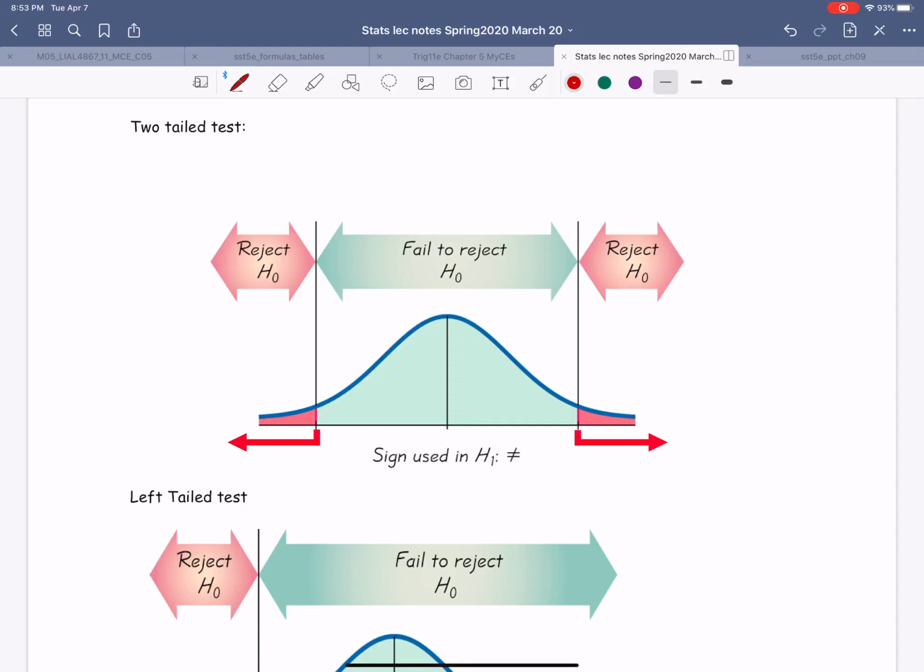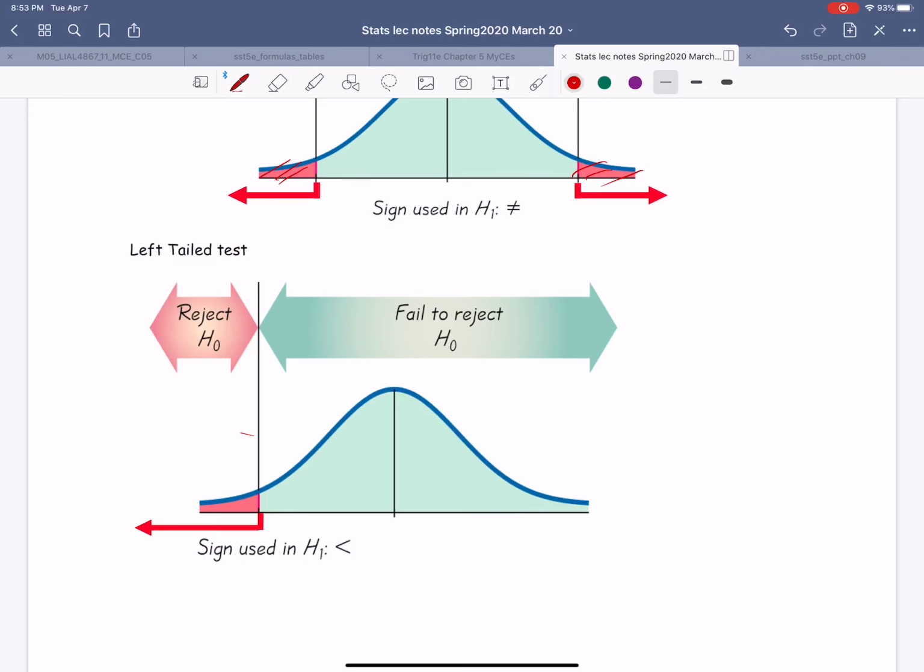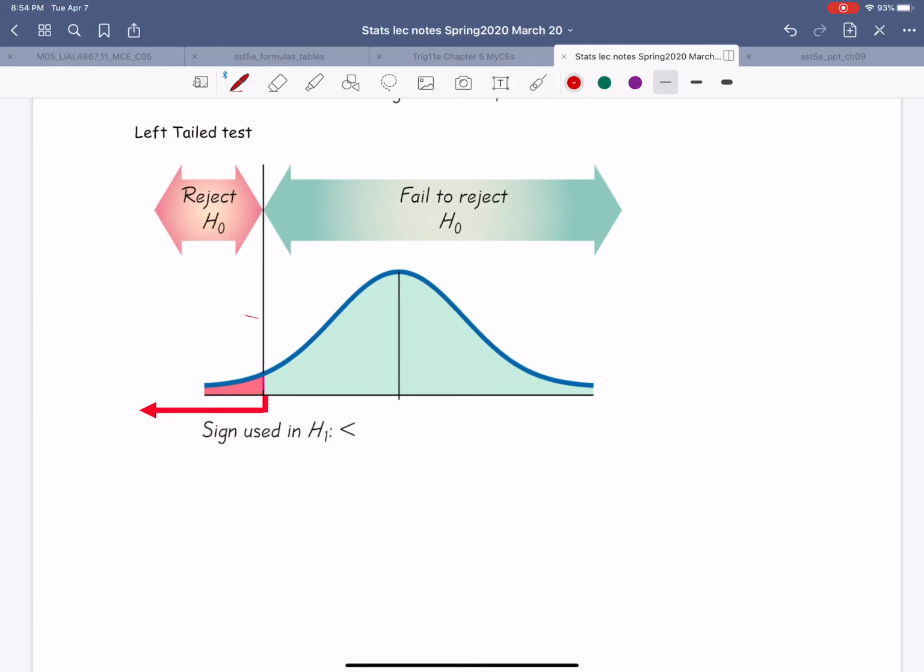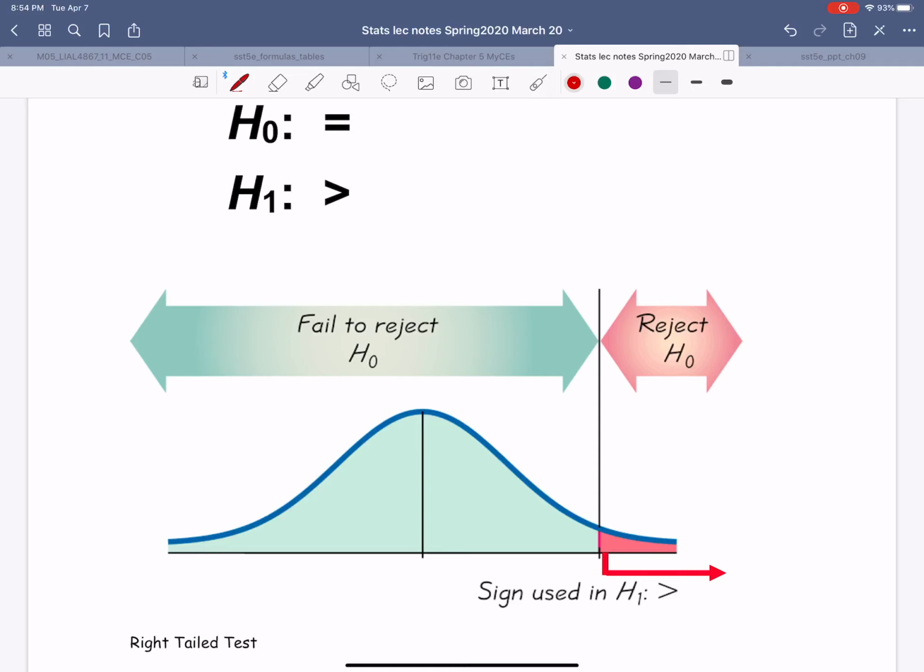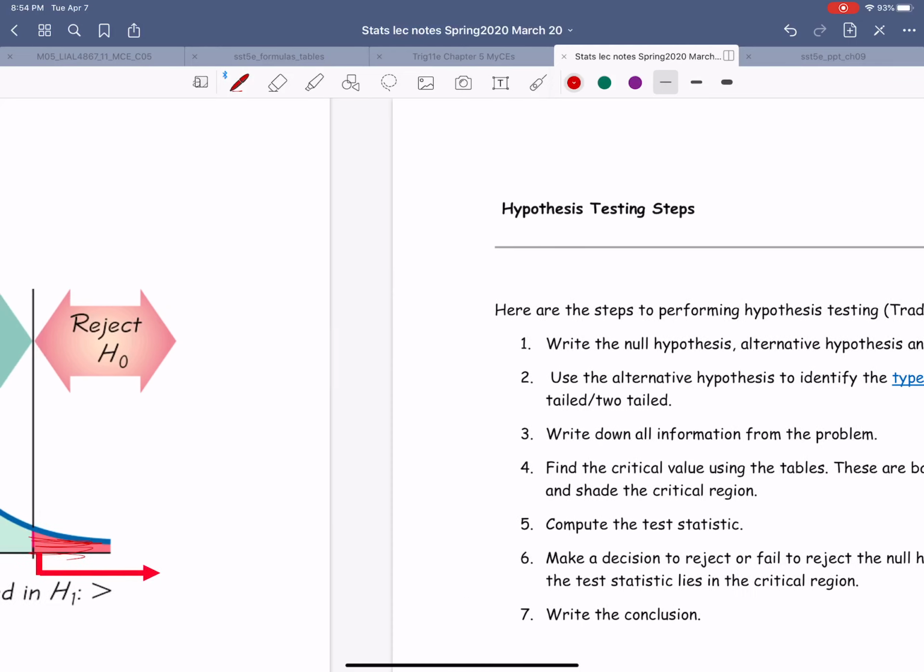Here's a two-tailed test. So here's your rejection region, and if your test statistic lies in the rejection region, we would reject H naught. Left tail test, if your test statistic lies in here, we would reject H naught. If it does not, we would fail to reject H naught. So again, if your test statistic lies in the red region, reject H naught. If it does not, we would fail to reject H naught.